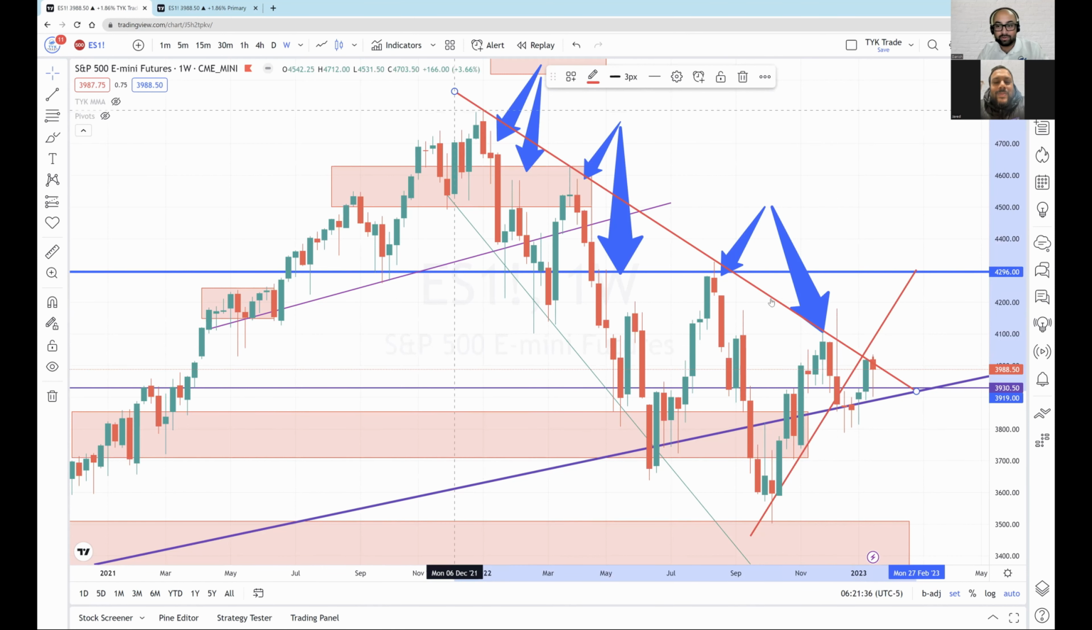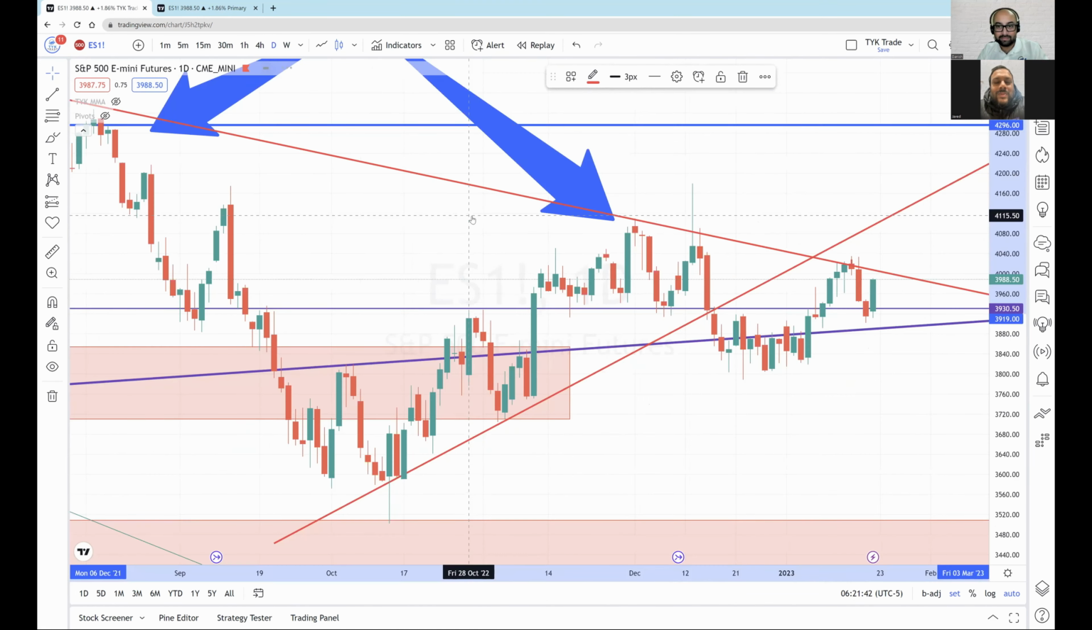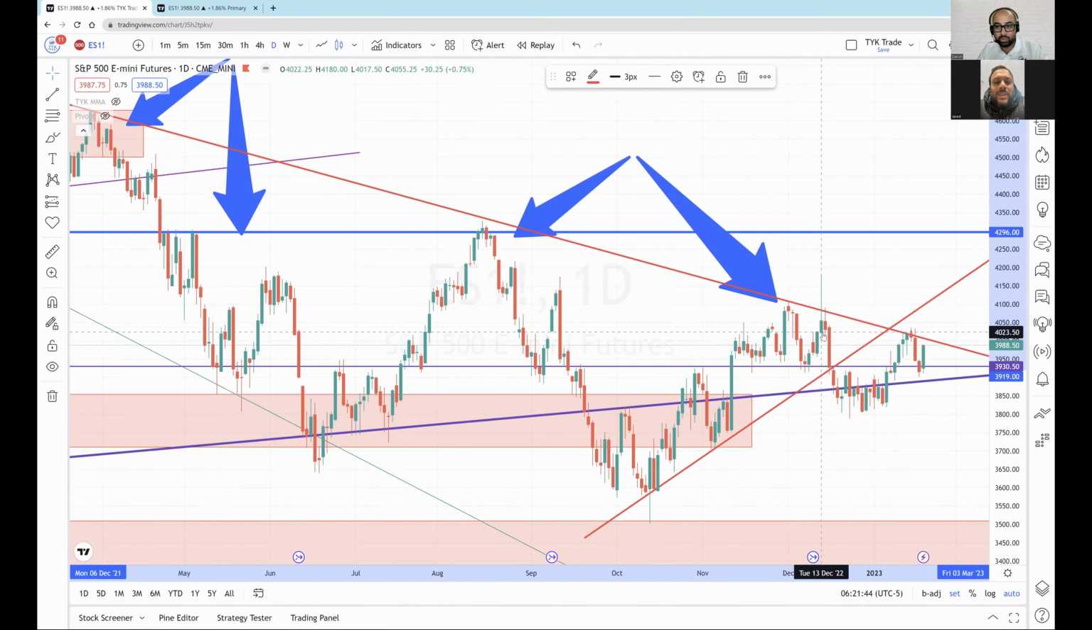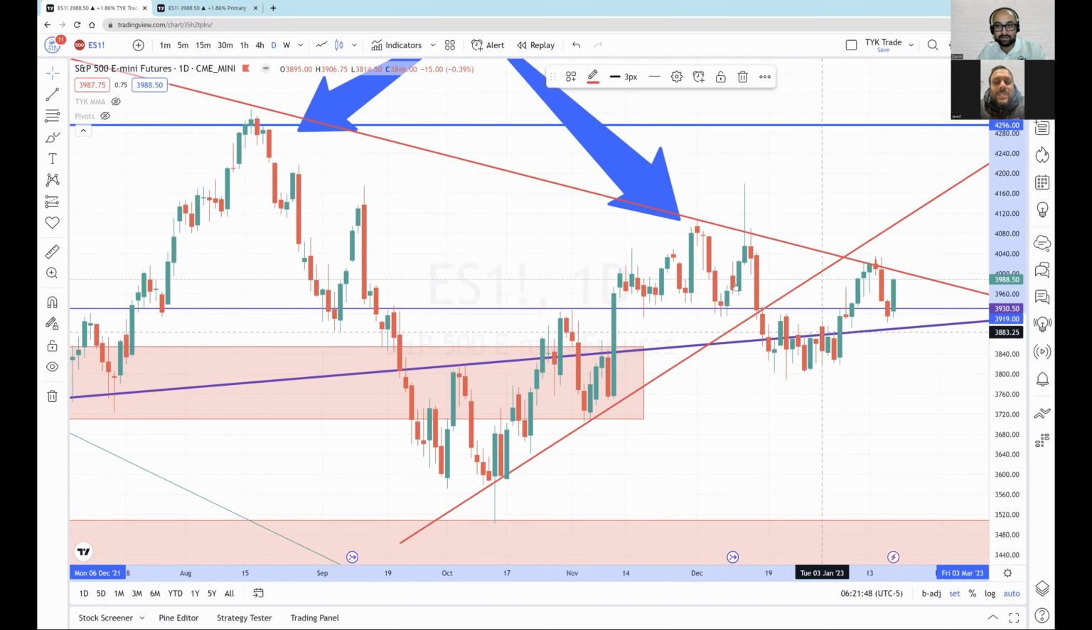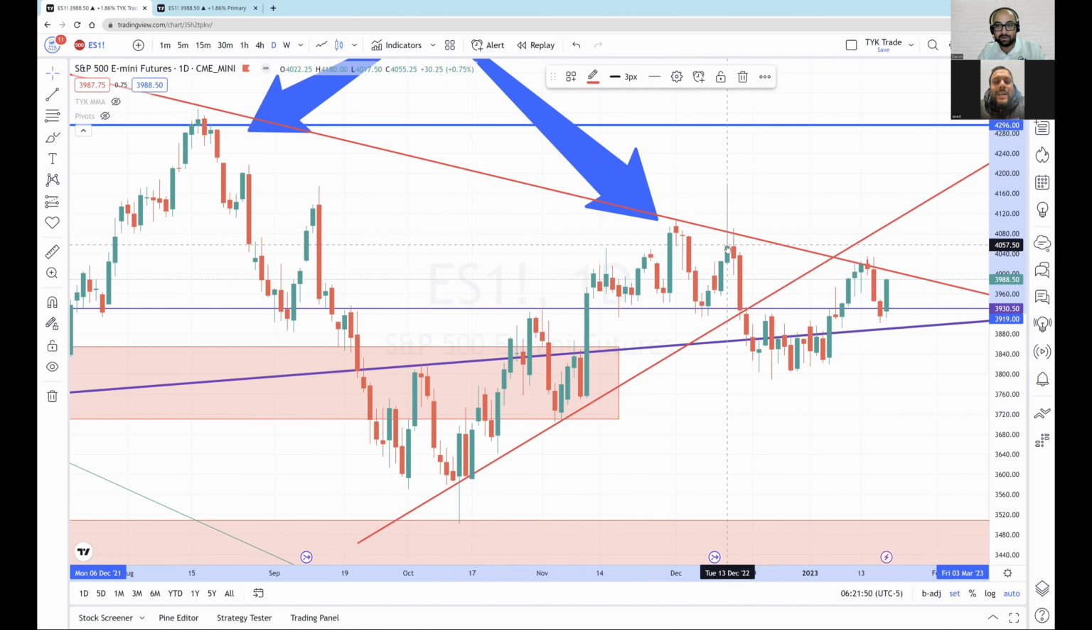Yeah. So if you were to go here on the 12th of December on a daily, it was just a one day spike, 13th of December. What is it? 13th of December, right? Around that time, the market rallied all the way from 4,050 to a high of 4,180, a 130-point rally. And then it just came crashing down.